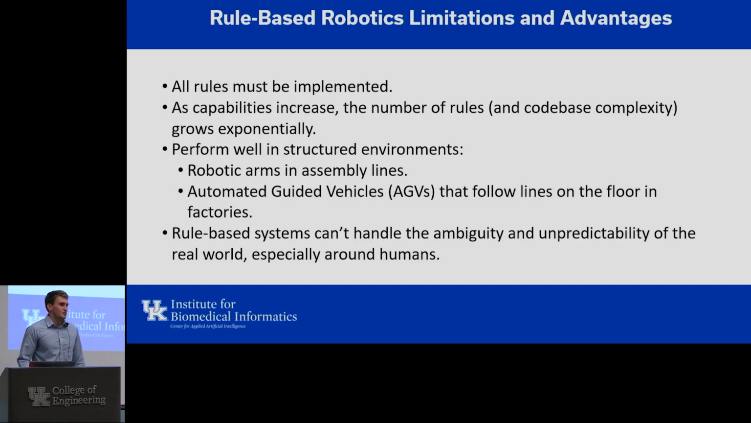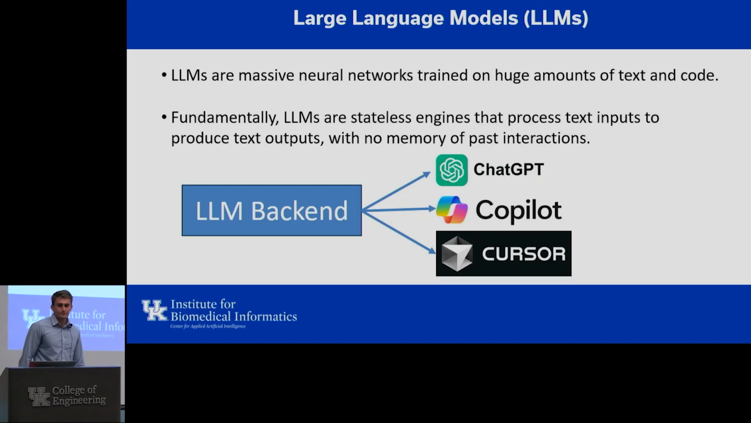So if you try to design a rule-based system to handle a conversation, it just would not work. And even if you could implement all those rules, it would not appear natural. So that brings us to large language models, which excel at dealing with humans and human interaction.